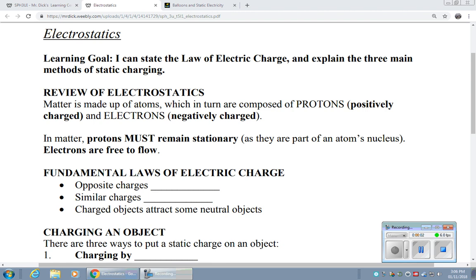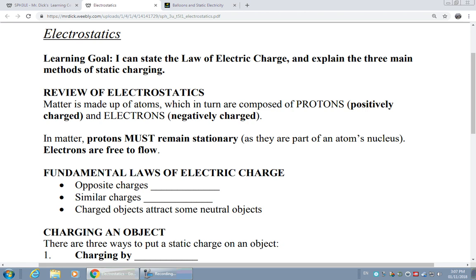In order to understand electricity, we first need to review some of the things that you might remember learning in grade 9 about static electricity. And the most important place to start is to remind ourselves that all matter is made up of atoms, and those atoms each have protons, which have a positive charge, and electrons that have a negative charge.